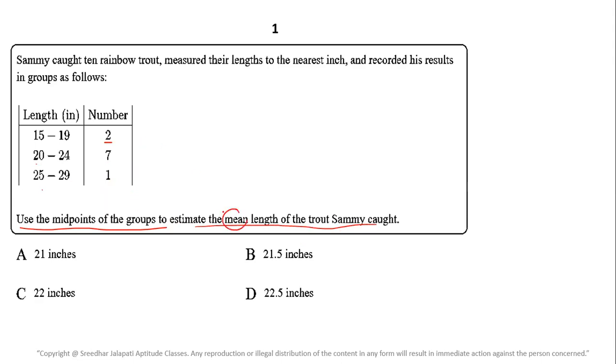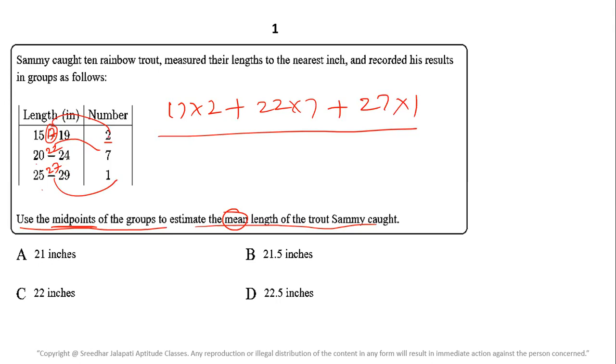Indirectly, you're asked to find the mean, and for that, we are asked to use the midpoints of these lengths. Here the mean is nothing but the sum of the objects divided by the number of objects. The midpoint of the first group is 17, of the second is 22, and of the third is 27. So 17 occurring 2 times, so 17 into 2, whereas 22 occurring 7 times, 22 into 7, and 27 occurred once, so 27 into 1, divided by the total number of frequencies, 7 plus 2 plus 1, 10.